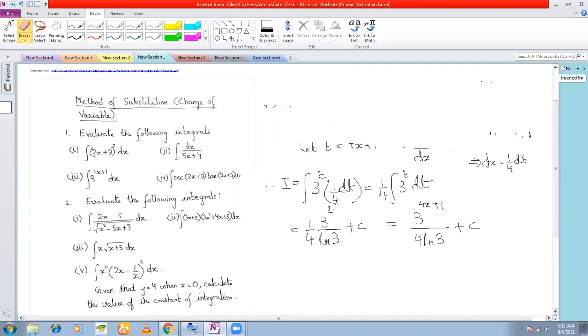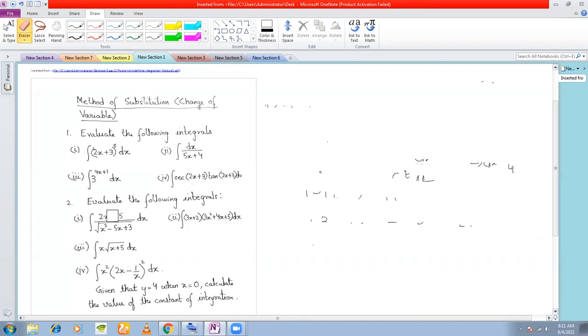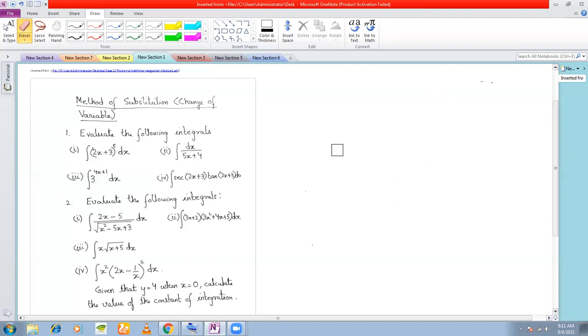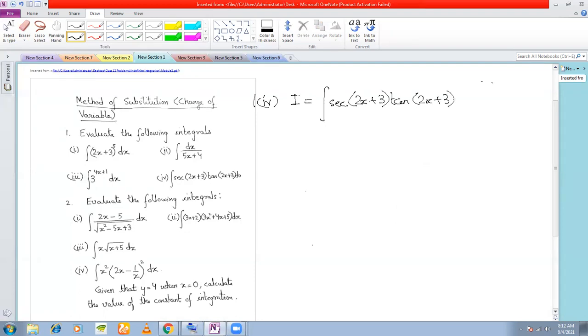Okay. Next one. Part 4. I is equal to integral sec(2x plus 3) tan(2x plus 3) dx.